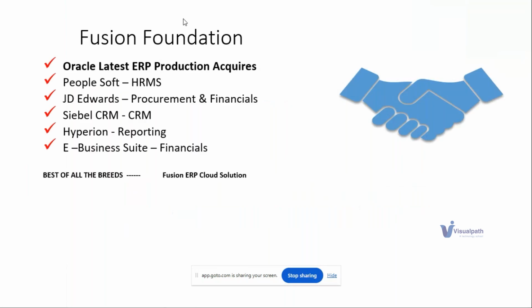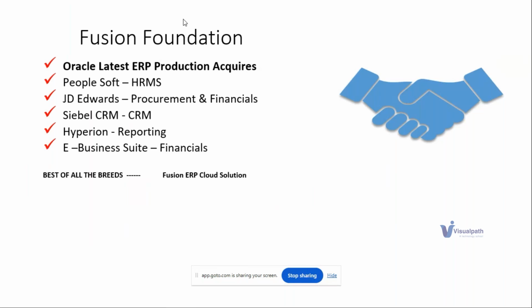These are the Fusion foundation. What does it mean? These are Oracle's latest ERP product acquisitions. PeopleSoft is a product of Oracle. JD Edwards is for procurement and financial domain, with Siebel CRM, Hyperion reporting, and EBS. EBS was used earlier, and right now it is also still used in the financial domain.